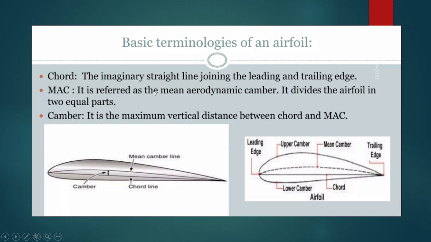MAC is referred to as the mean aerodynamic camber. Mean M, aerodynamic A, camber C. It divides the airfoil into two equal parts. You can see here the mean camber line, which is dividing this airfoil into two equal parts. That is very, very important here. Camber is the maximum vertical distance. You can see it is a vertical distance between the chord line and the MAC line.